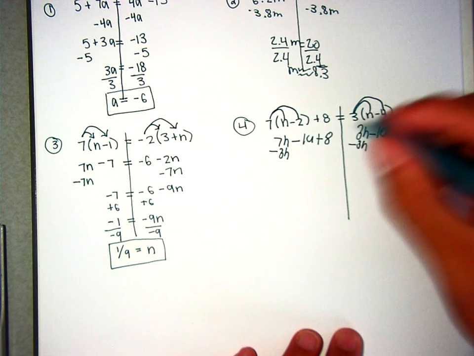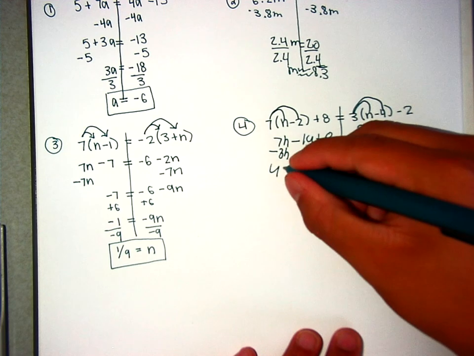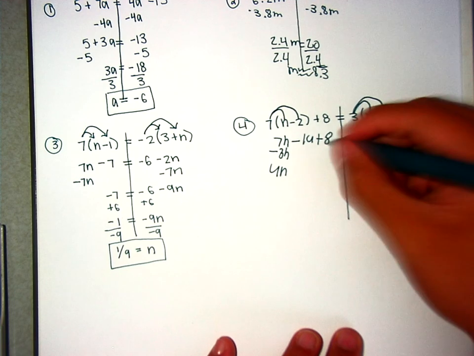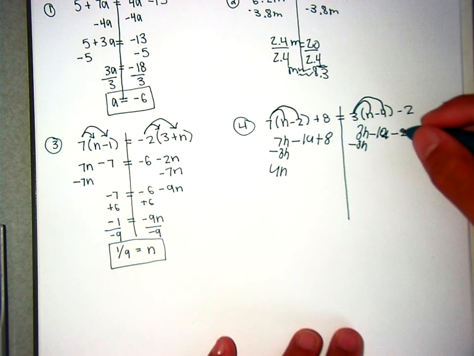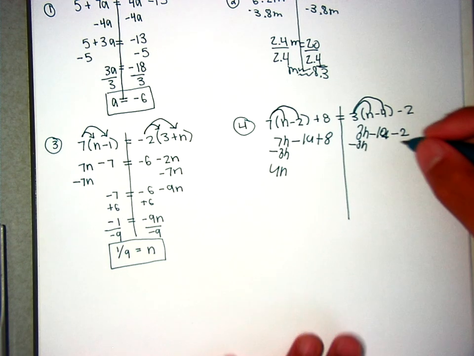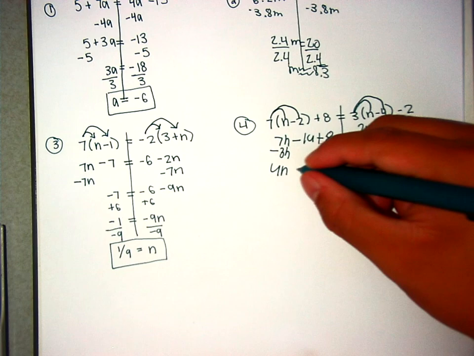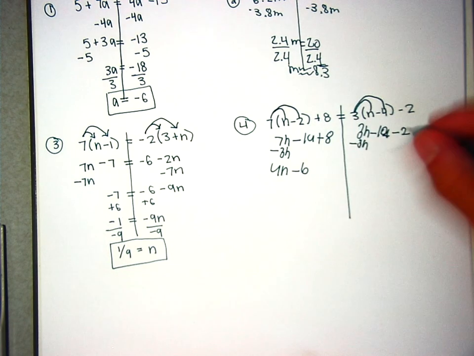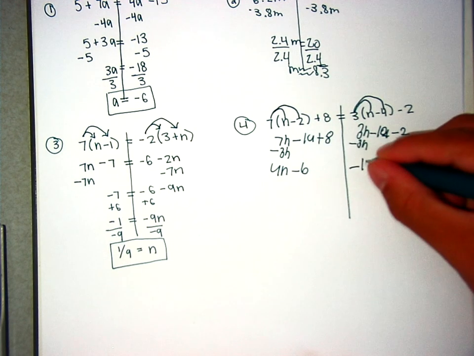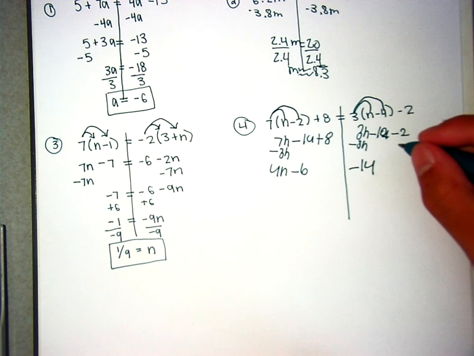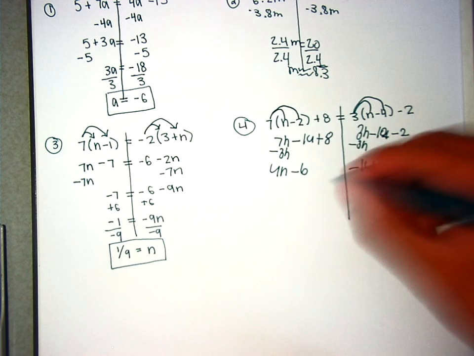Or as Sandy would call it, your takeaways. And then you get 4n minus 14 plus 8 on the left side, and negative 12 minus 2 on the right side. Then you add the negative 14 plus 8 on the left side to get negative 6, and add the 12 and 2 on the right side to get negative 14. Then you add the 6 to the right to get negative 8.